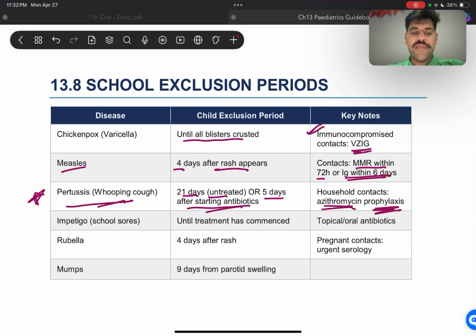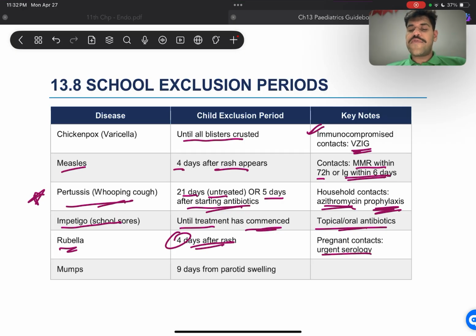Now, this is one of the questions that came in the April recalls. Impetigo, we exclude until treatment has commenced. For close contacts we have topical, and for the patient we have topical or oral antibiotics. Rubella, 4 days after rash.